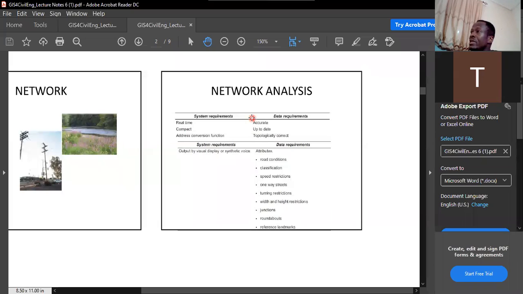It should have an address conversion function. In other words, we should be able to tell where you are on the network, and know you are at 26 Thompson Road, whatever. Okay, it should be topologically correct.